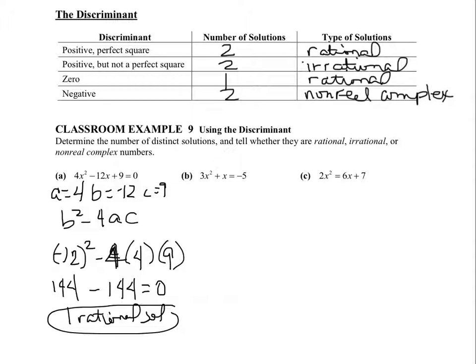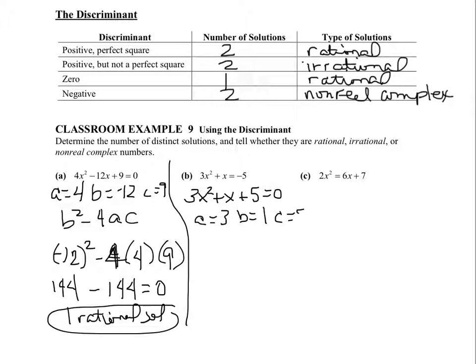Now when I look at B and I look at C, I have to do some rearranging first because these are not set equal to 0. In the case of B, it would be easier to move everything to the left and add 5 to each side. So this becomes 3x squared plus x plus 5 equals 0, which means a is 3, b is 1, because I don't see a number in front of the x, c is 5.